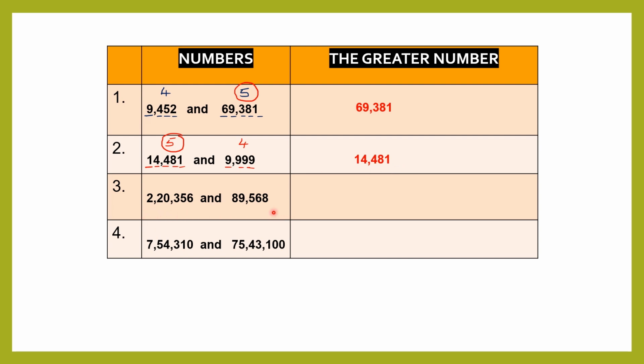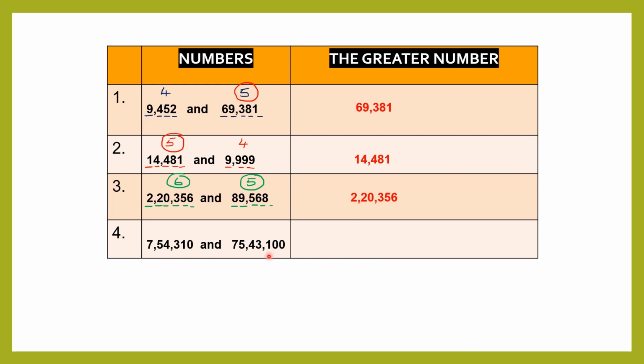Now here again we have large numbers. Let's count the number of digits. So let's begin. Here this is 1, 2, 3, 4, 5, 6. There are 6 digits here. And here 1, 2, 3, 4, 5. There are 5 digits. So the 6-digit number is the greater number. So the answer is 2,20,356.